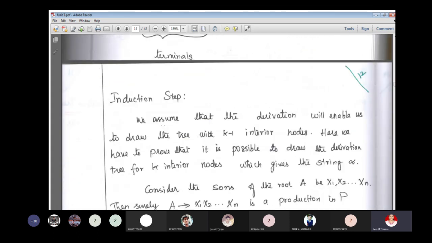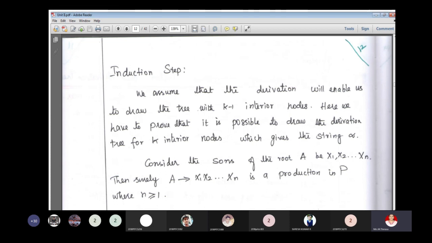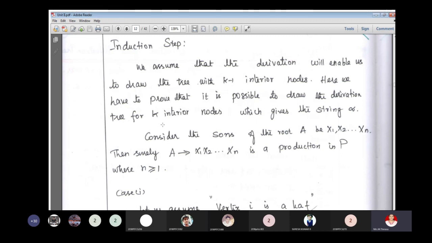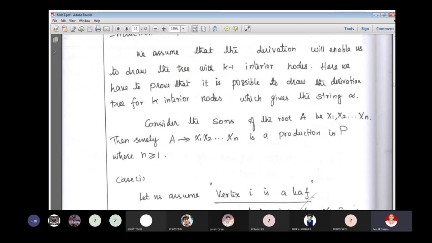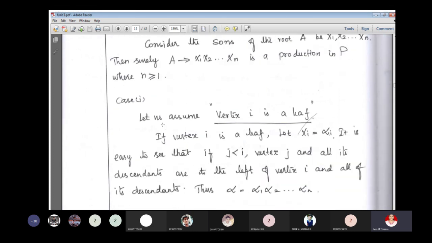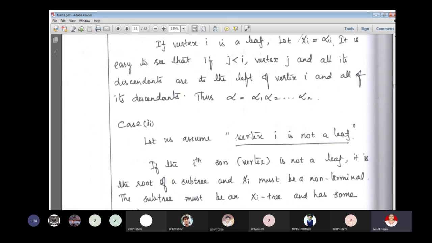Then we go to the inductive step. We assume that the derivation will enable us to draw the derivation tree with k minus 1 interior nodes. Here we have to prove that it is possible to draw a derivation tree for k interior nodes which gives the string alpha. So consider the children of the root A as x1, x2 and so on, xn. Then surely we have a production rule A goes to x1, x2 and so on, xn, isn't it? Case 1: let us assume vertex i is a leaf. What can you do? You can replace this xi by alpha i straight away.